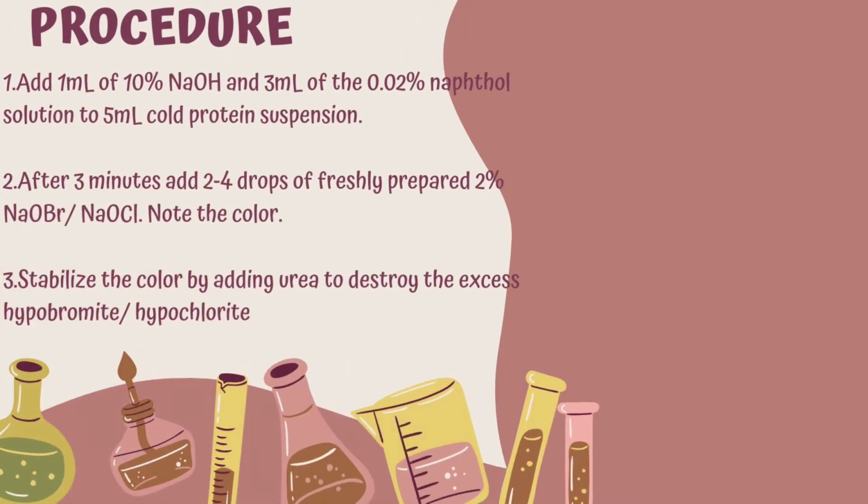Procedure. Step 1. Add 1 ml of 10% sodium hydroxide and 3 ml of the 0.02% naphthol solution to 5 ml cold protein suspension. Then Step 2. After 3 minutes, add 2 to 4 drops of freshly prepared 2% NaOBr or NaOCl. Note the color. Then lastly, stabilize the color by adding urea to destroy the excess hypobromite or hypochlorite.